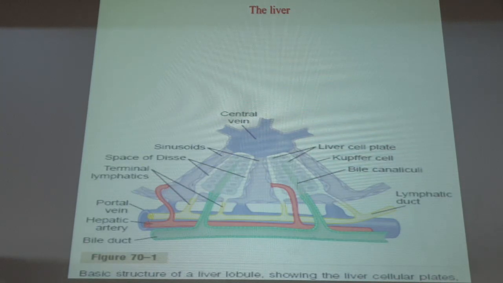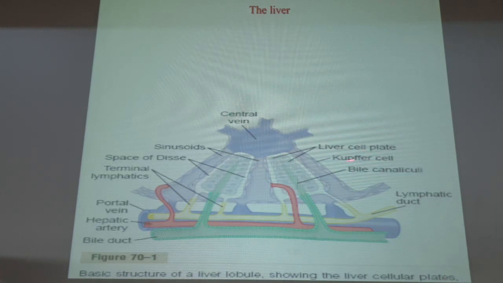So this is the bile canaliculi. We say bile is formed by the hepatocytes. These are the hepatocytes arranged around a canaliculus that will secrete bile. It will be secreted to the canaliculi and it will enter the biliary duct.